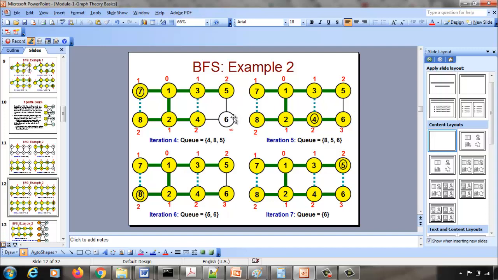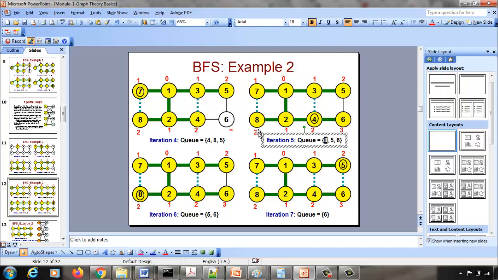8 is at the head of the queue, so DQ 8. Now both its associated edges are already classified. The edge to 2 is a 3 edge, the edge to 7 is a cross edge, so it cannot do anything. DQ 5. Now this edge to 6 should be called a cross edge because 6 has already been visited, and that's what we can do for 5. Now for 6 we DQ 6 because we don't need to do anything else.